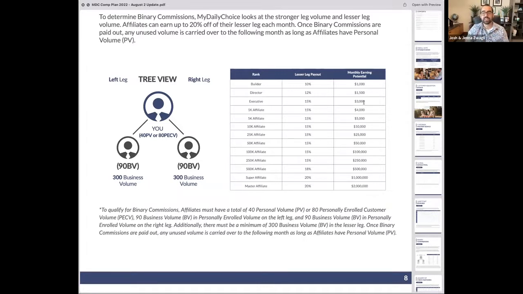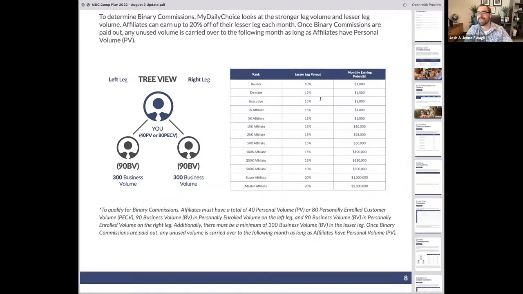Now, we've taken it a step further in this comp plan, where if you're like, hey, I don't have the money for it, that's no longer an objection in My Daily Choice, because we made it where you can get personally enrolled customer volume and become an executive without placing a personal order. So you can get 180 from personally enrolled customer volume and be an executive without ever placing an order. Still, I recommend placing an order, because you want to have a product story. You want to be a product of the product.